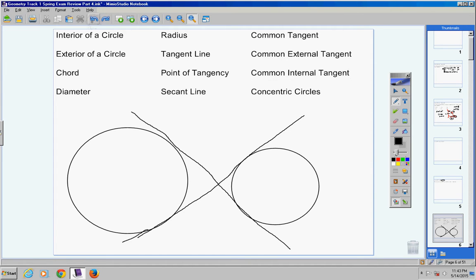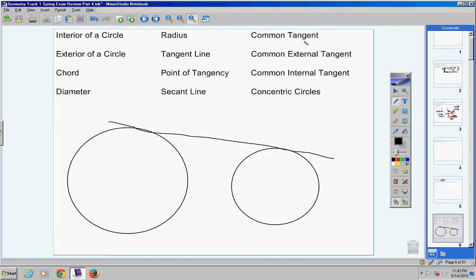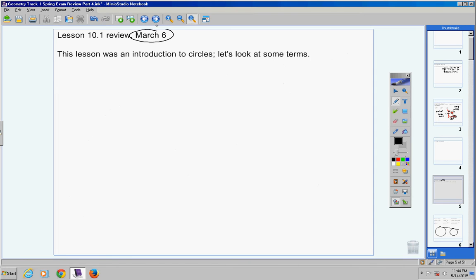Now, if you just had one tangent like this, you would call that a common tangent because it's common to both circles. Know these terms. You've got them in your notes from March 6th.